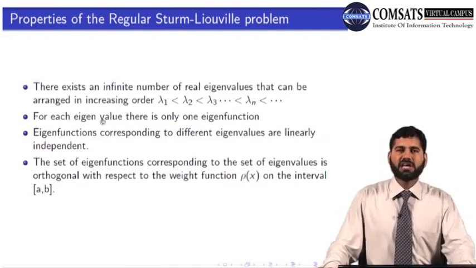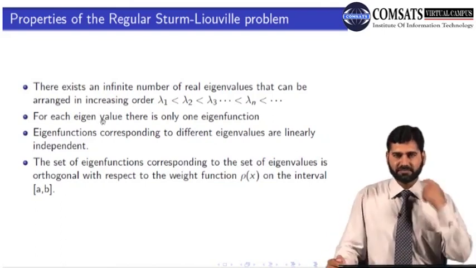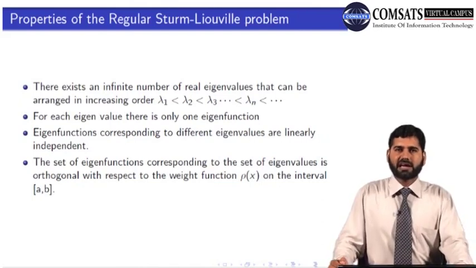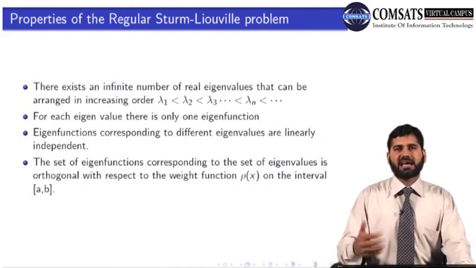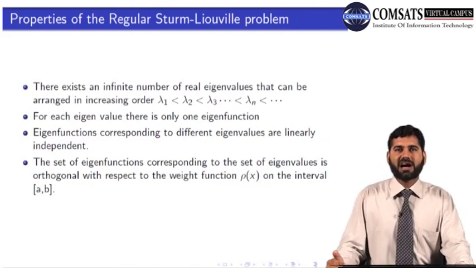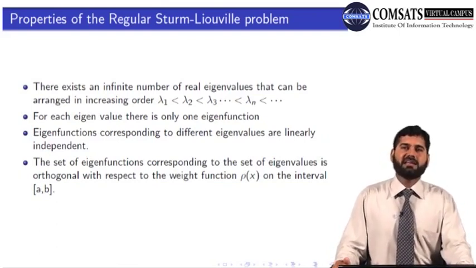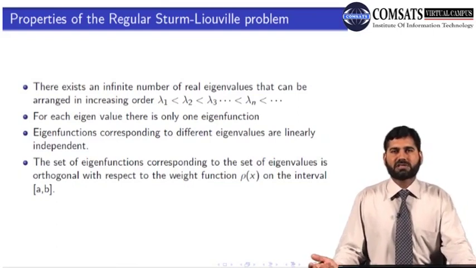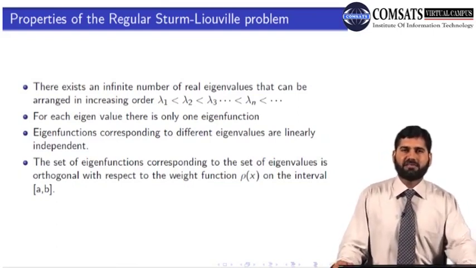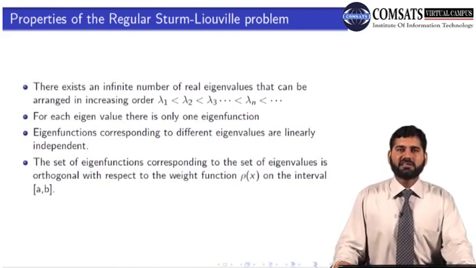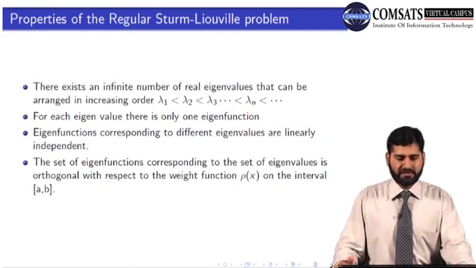For each eigenvalue, there is only one eigenfunction. And again, if you recall our eigenfunctions, usually we have cosine nx or sine nx. So we have unique eigenfunctions for one eigenvalue. Eigenfunctions corresponding to different eigenvalues are linearly independent. Of course, cosine 1x is linearly independent of cosine 2x, then cosine 3x, and cosine 4x. So these are always linearly independent functions.